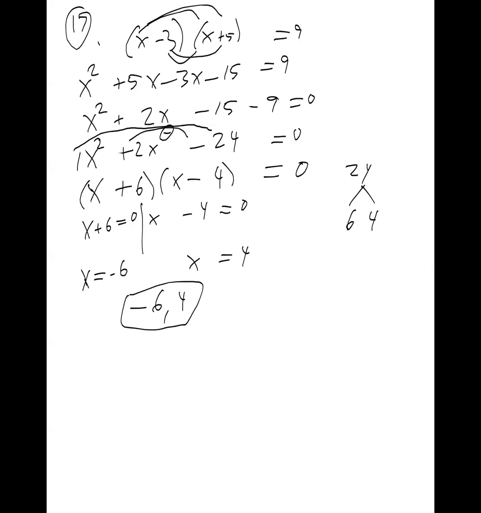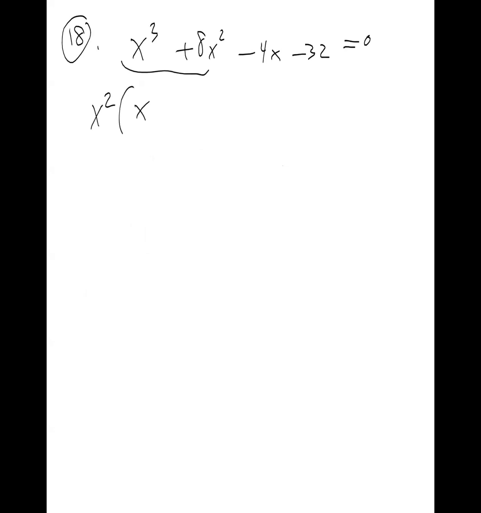And then last but not least, we have number 18. Wow, I feel like I've been working on this for 18 years. X to the third plus 8x squared minus 4x minus 32 equals 0. First, we're going to factor the first group by grouping it and taking out an x squared. Then we have x plus 8 left over.